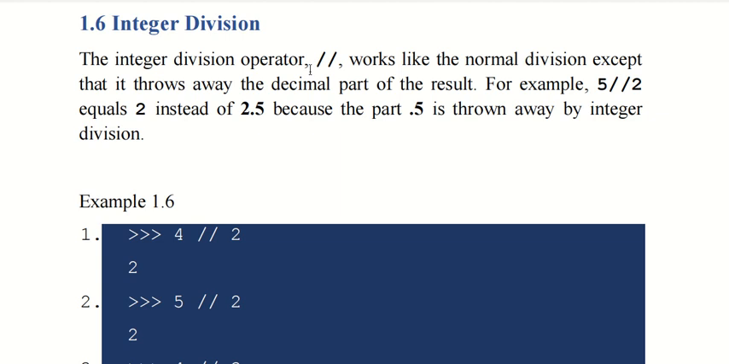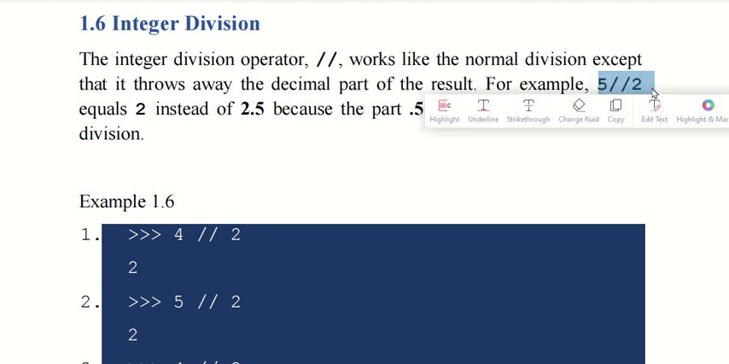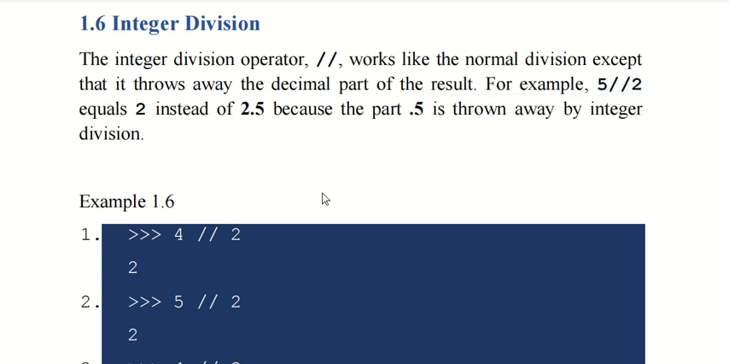The result, or the return value, of an integer division is always an integer, and hence there is no reflection of the remainder even if there is any after performing a division. For example, 5 integer divided by 2 equals 2 instead of 2.5, because the 0.5 part is thrown away by integer division.